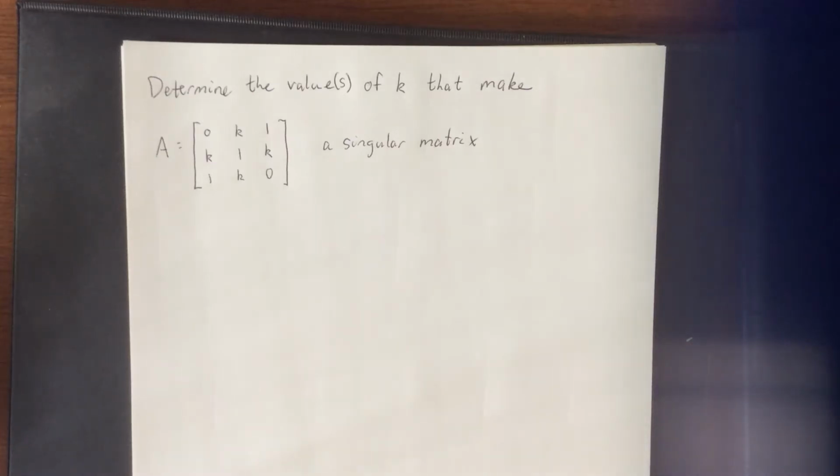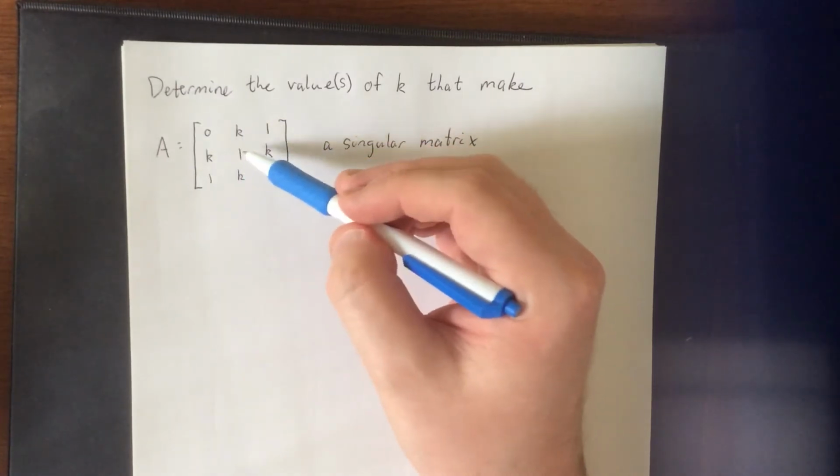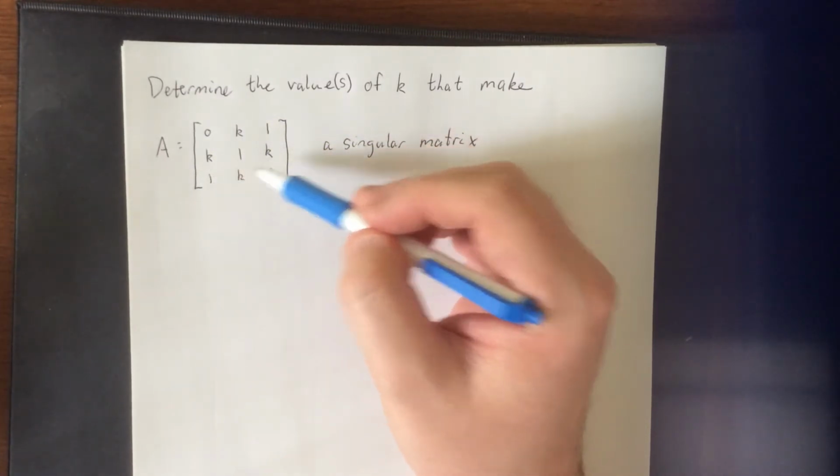In this example, we're going to see some variables thrown into our determinants. So for this problem, we're going to be determining the value or values of k that are going to make the following 3 by 3 matrix A a singular matrix. So that is 0, k, 1, k, 1, k, 1, k, 0.